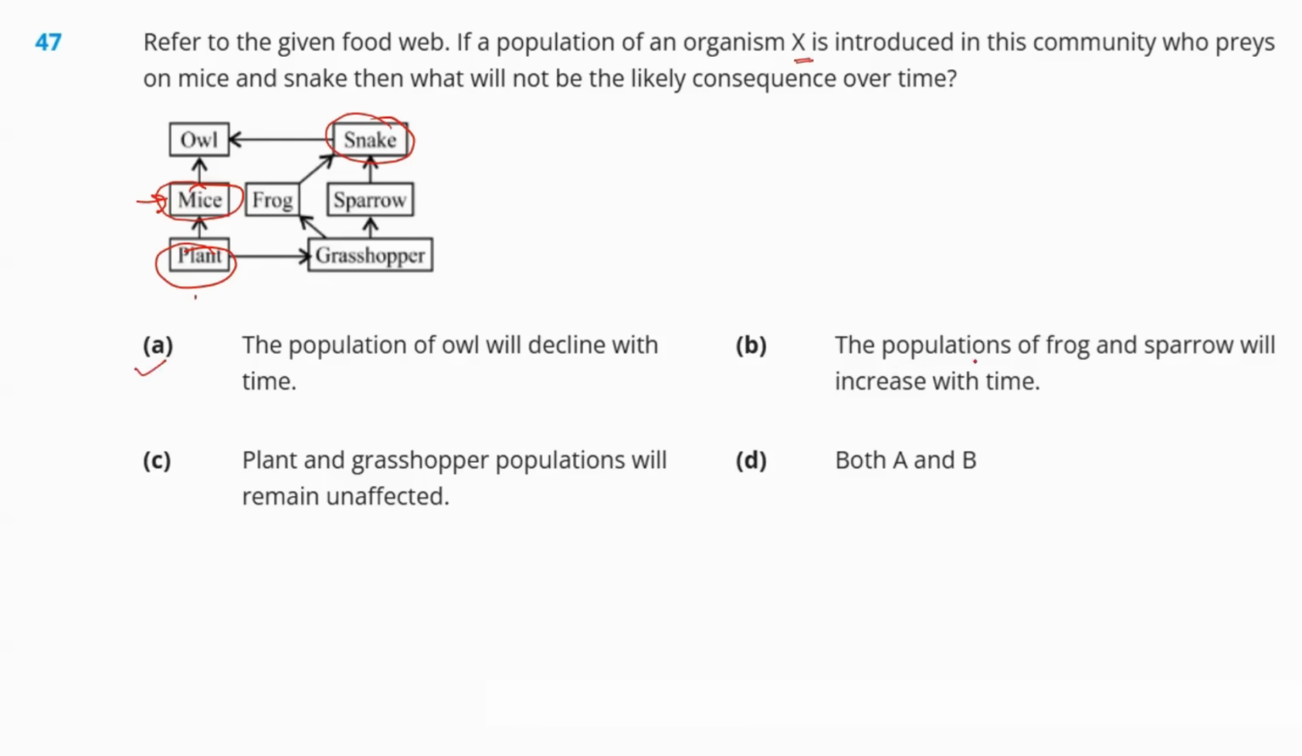The populations of frog and sparrow will increase with time. Yes, it will increase. Plant and grasshopper population will remain unaffected. This could be our probable answer over here. This is not one.